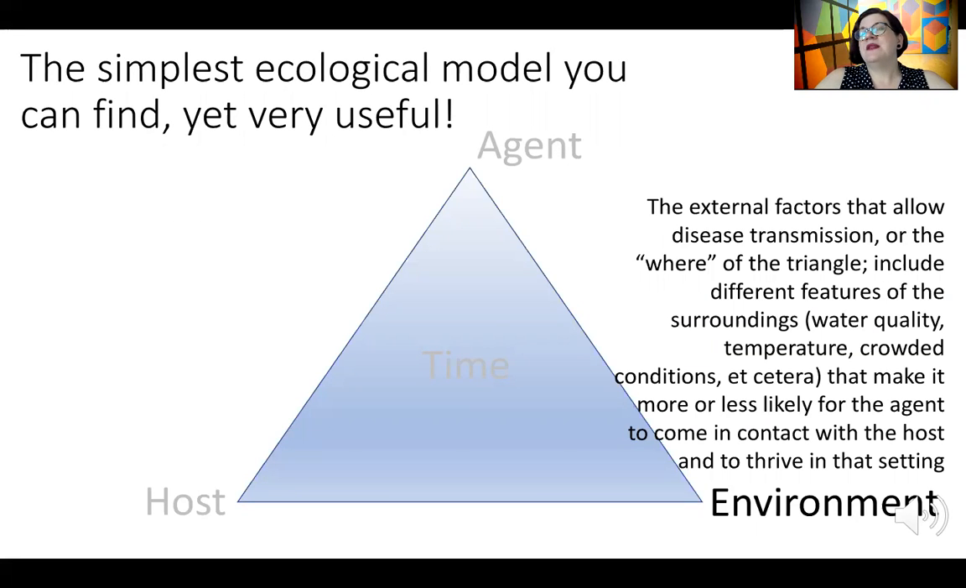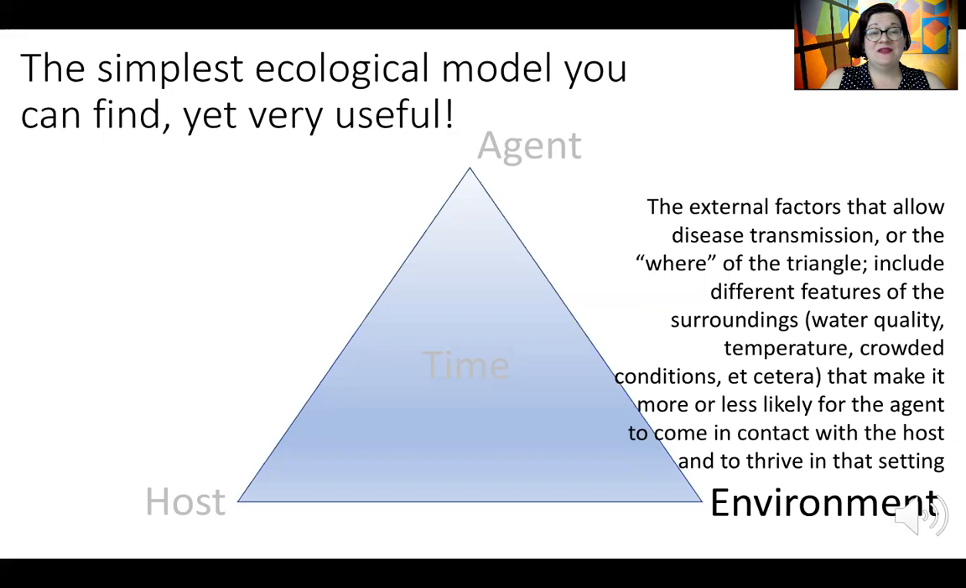And then there's the environment. So the environment is going to address the external factors that allow for disease transmission, or that's the where of the triangle. It includes different features of the surroundings that are going to make it more or less likely for the agent to come in contact with the host and to thrive in that setting. So if it's a pathogen that thrives in dirty water, then the quality of the water in the area or the sanitation system has an impact on the environmental opportunities for that agent to come in contact with hosts. Some pathogens behave differently or reproduce better at different temperatures, and that also makes it part of the environment.